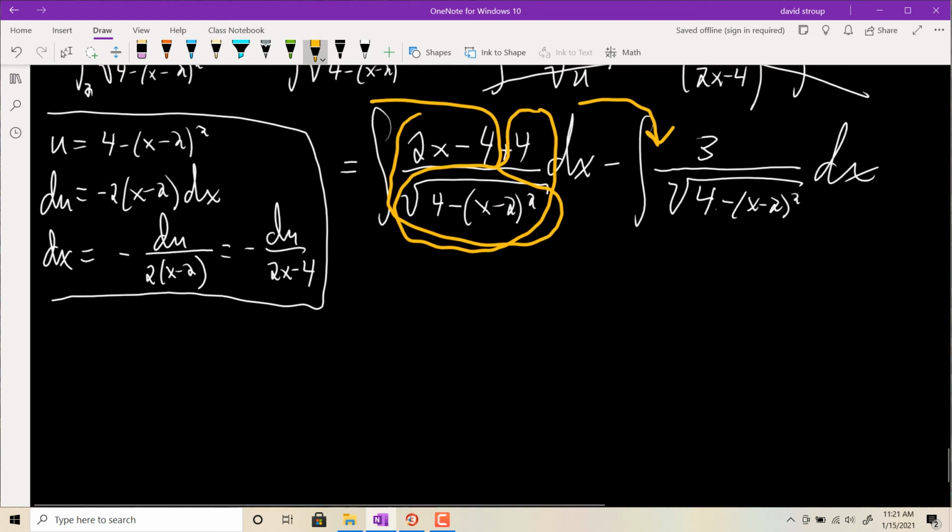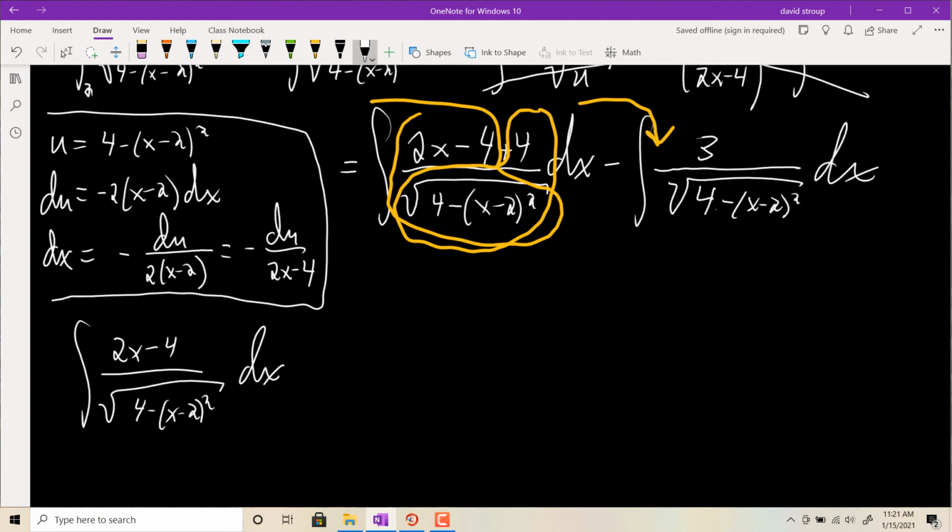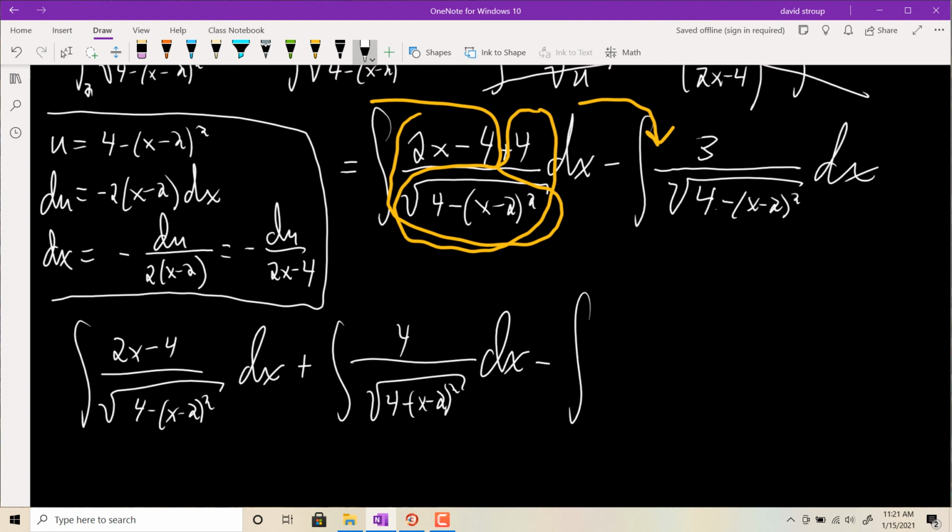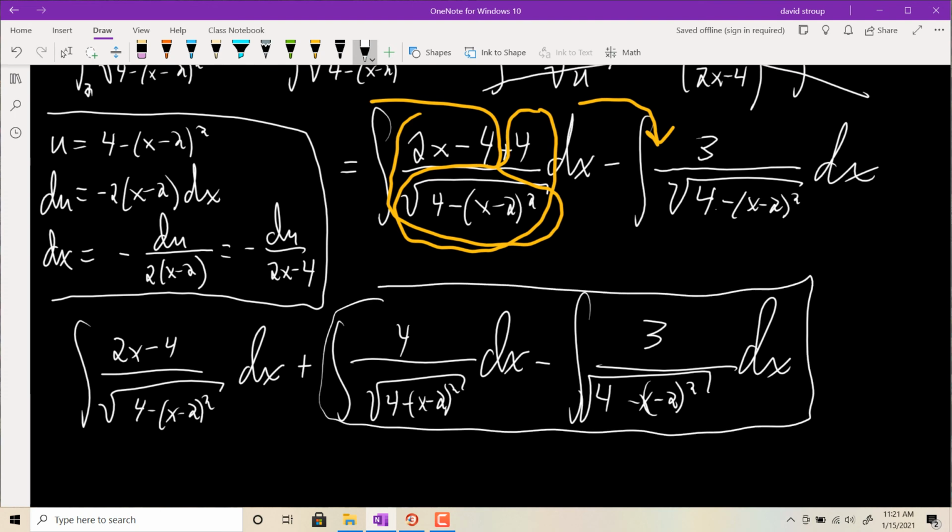Okay, so let's see that. So I have the integral of 2x minus 4 all over the square root of 4 minus (x minus 2) squared dx, and I'll be able to do that u sub I have right above it. And then plus the integral of 4 all over the square root of 4 minus (x minus 2) squared dx. And then minus the integral of 3 all over the square root of 4 minus (x minus 2) squared dx. And you see these two integrals are like terms, so you can combine those.